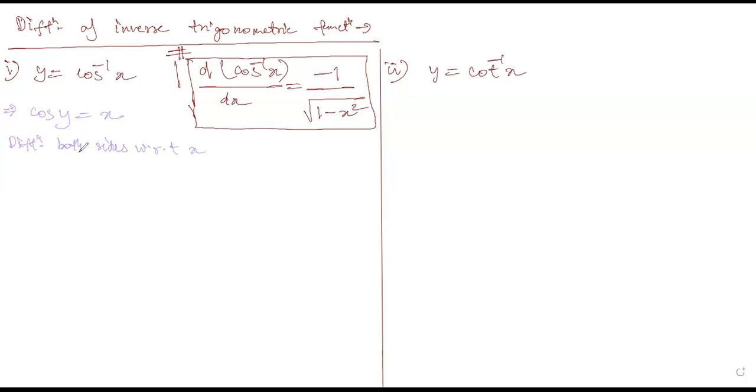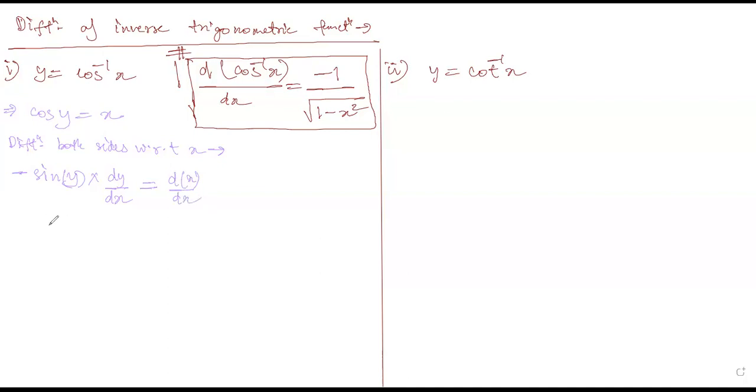Why? Because I want to find out dy by dx, right? So that is why I am differentiating both sides with respect to x. Now the left hand side is cos y. I don't know the differentiation of cos y with respect to x, so I apply chain rule. First I'll go to cos. Cos is minus sine, inside same thing, whatever is written. So minus sine y. Then I go to y. Y with respect to x is dy by dx, the thing I want, is equals to differentiation of x with respect to x, which is 1.